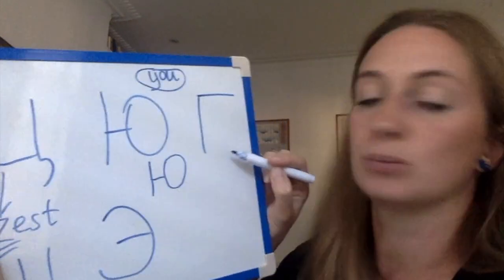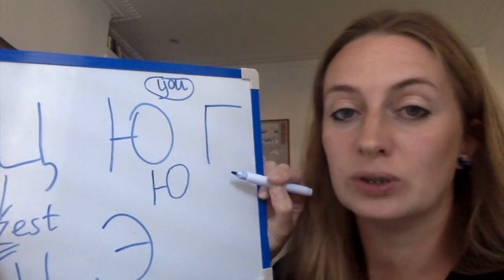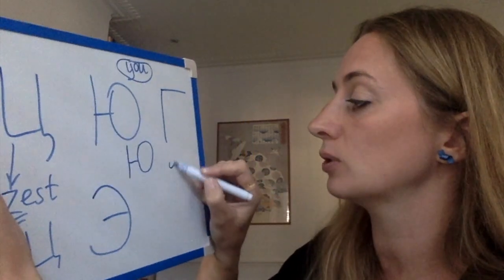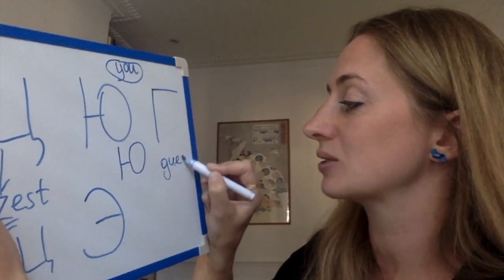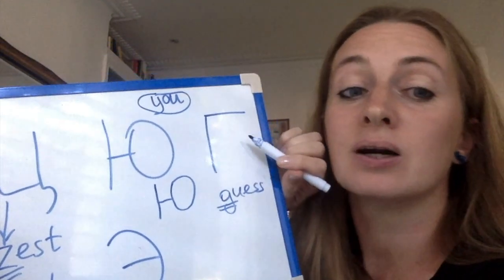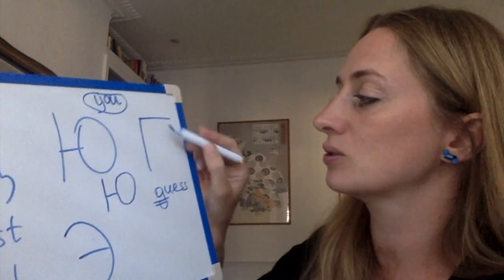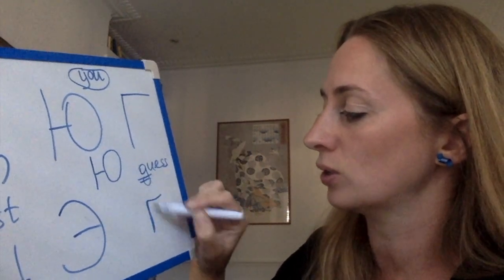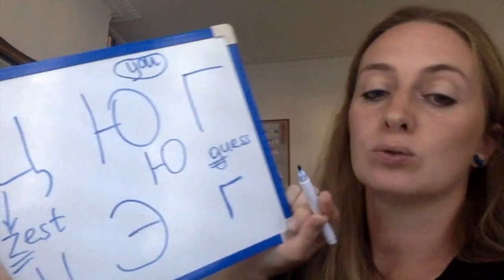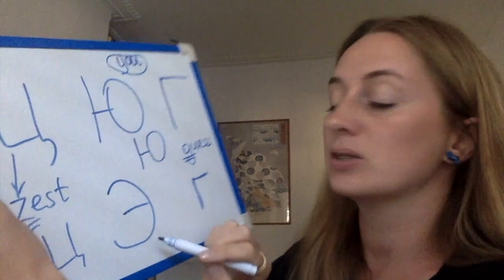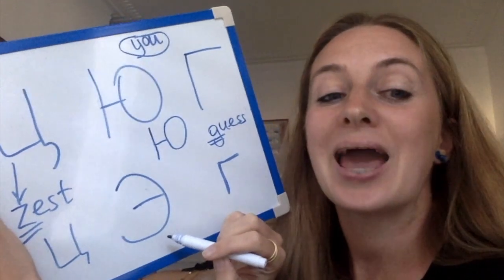This symbol is also new for you. But the sound is not in you. For example, guess. So this is letter Г. And it's very easy to write. Just 1 and 2 lines. 2 straight lines. Г.